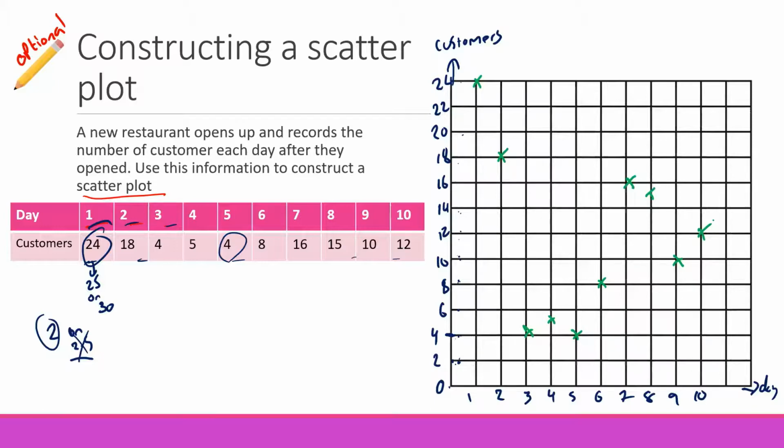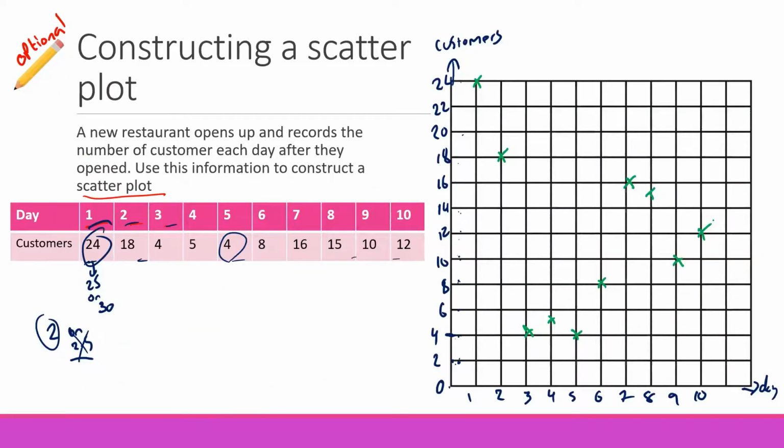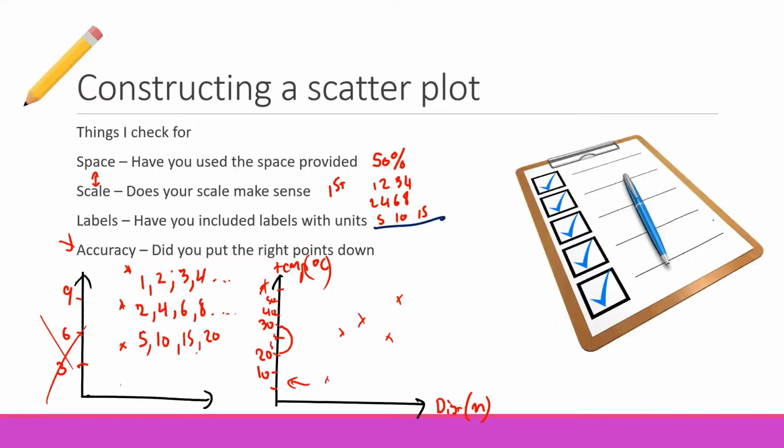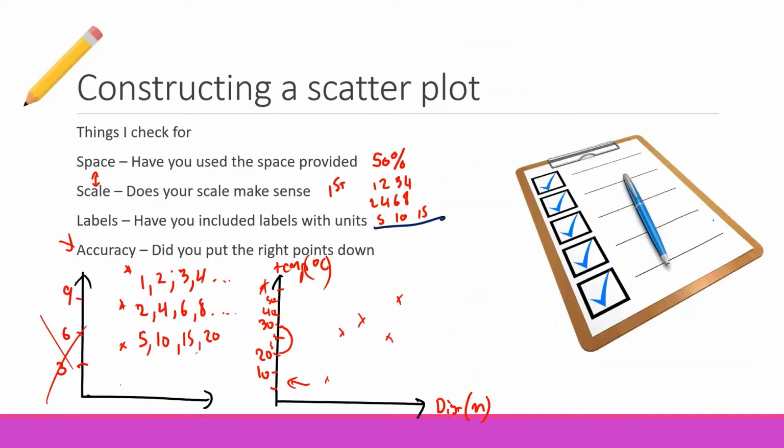And you can see the scatter plot here is a bit out there. What I tried to do is a bit of an odd sort of scatter plot. I wanted to show you guys, let's just check. Did I take up more than 50% of the page? I did. Does my scale make sense? It does. Do I have labels? Yeah, I've got labels. And is it accurate?